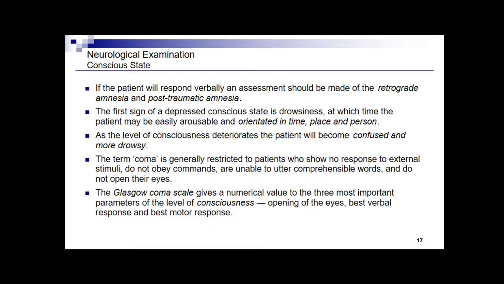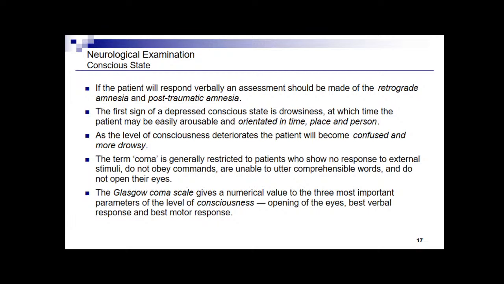The term coma is generally restricted to patients who show no response to external stimuli. Unconscious state, this is coma. They cannot obey commands, your commands as the doctor who examines the patient, and are unable to utter comprehensible words. They cannot answer your questions, and do not open their eyes. The Glasgow Coma Scale was designed to give a numerical value of consciousness. It consists of three parts: opening of the eyes, verbal response, and motor response.